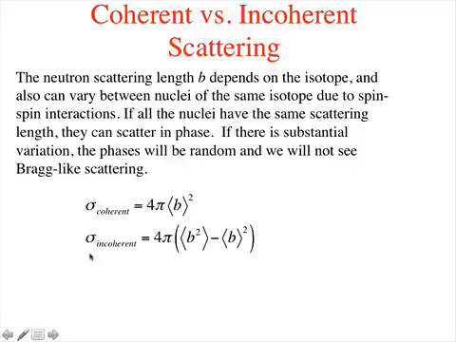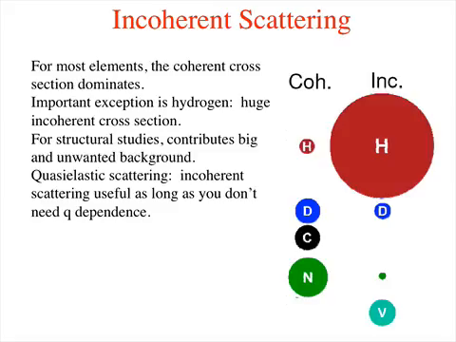The cross-section for that happening is proportional to the standard deviation of the scattering length. That is to say, it's b squared average minus b average squared. For most elements, the coherent cross-section dominates. An important exception is hydrogen. There, because of spin effects, the incoherent cross-section is much larger than the coherent cross-section.